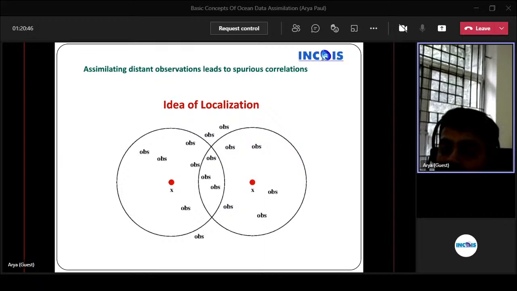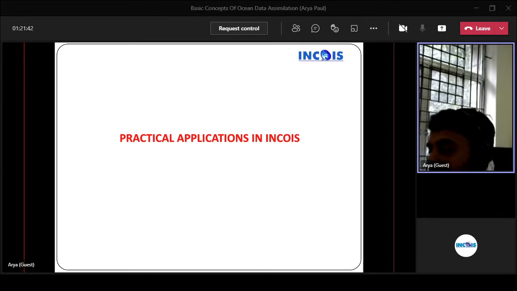We all know that an observation at the Pacific should not in any way affect the ocean state, let's say in the Bay of Bengal, because they are quite unrelated. So in order to restrict this, the idea of localization has been put forward. That observation will only influence those model states that fall within the radius of this localization. So in data assimilation, we need to prescribe the localization radius. And once you prescribe it, the observation is only going to influence model states that fall within the localization radius.